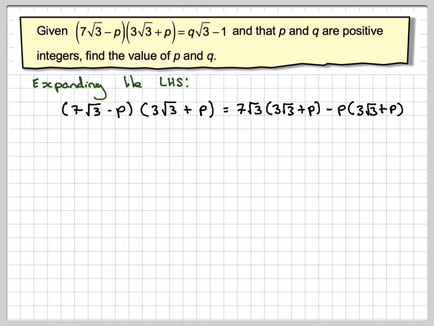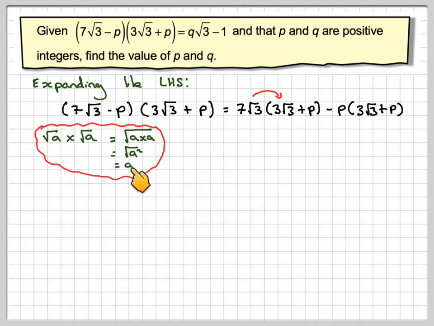Right, expanding those, we're going to get 7√3 times 3√3. But first of all, remember that √a times √a will be √(a times a), which is √(a²). If you square a number and square root it, you just get left with a. So that's going to be 21 times 3, because you're going to get 7 times 3, which is 21, and √3 times √3, which is 3.